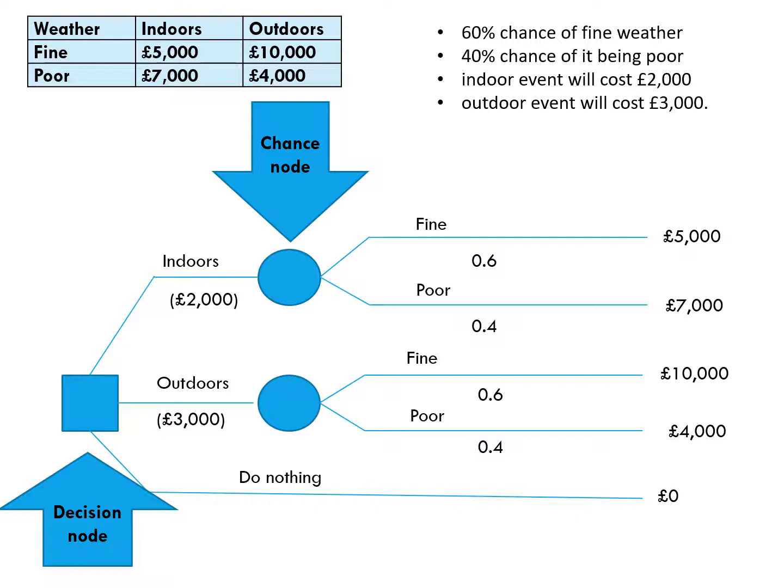So this is my decision tree. A decision tree comprises decisions, which we indicate with a rectangular square node, and chances, probabilistic outcomes, which we indicate with circles, chance nodes.